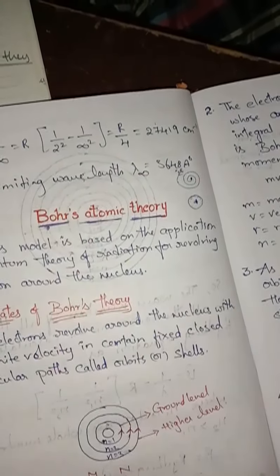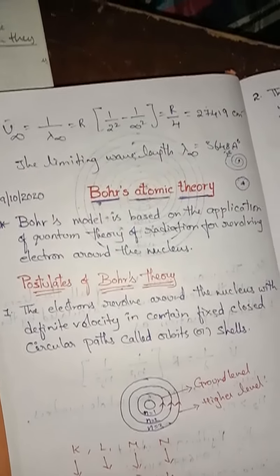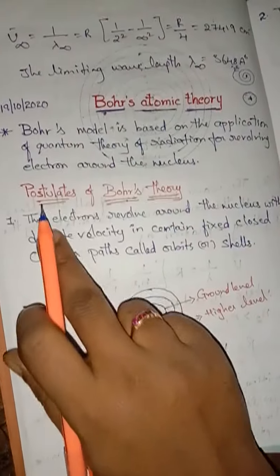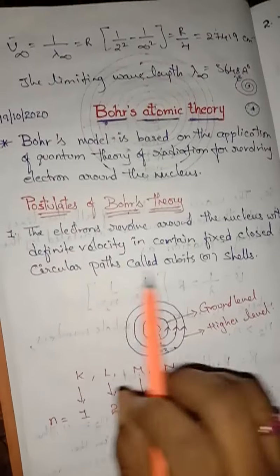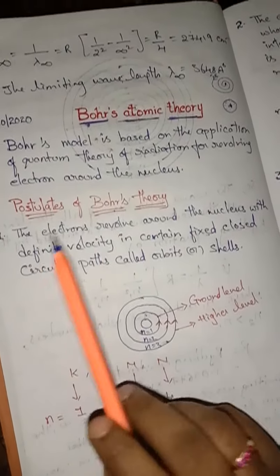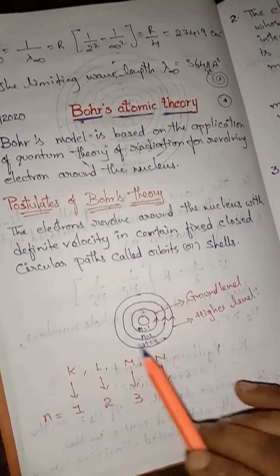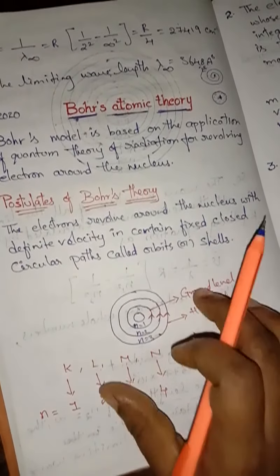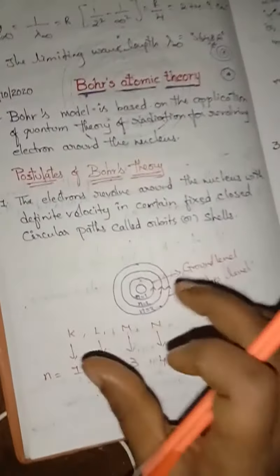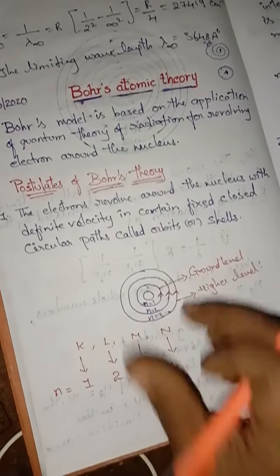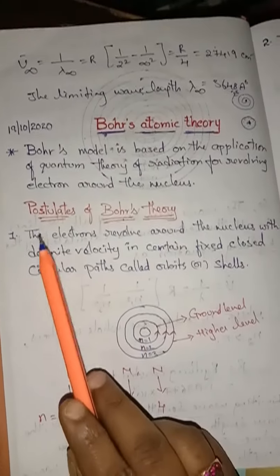Niels Bohr was a brilliant scientist who proposed his theory in 1913. According to him, we have some postulates. Postulates means some important points. According to him, an electron revolves around the nucleus in a circular orbit in which it does not radiate energy. Understand, children? So look at the first postulate.